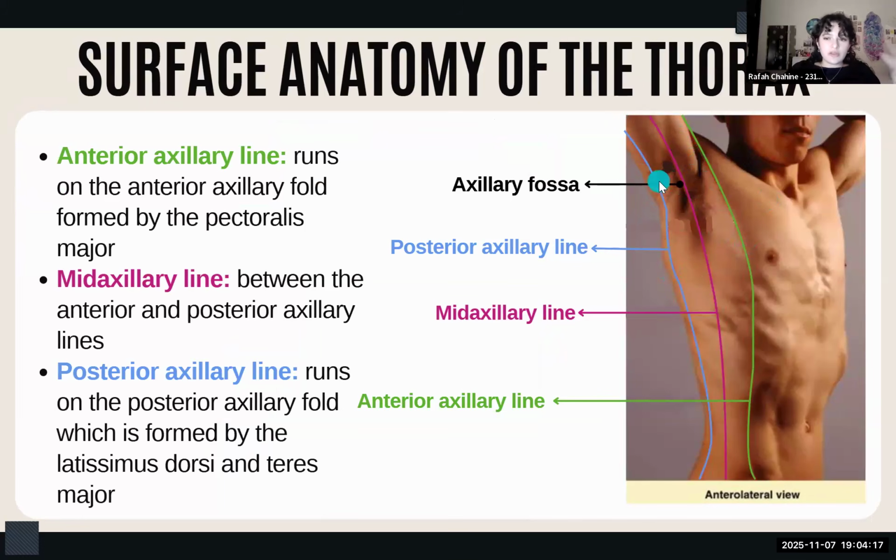Or the axillary fossa. I draw a line down the middle of it. We're going to call that the mid-axillary line. I draw a line in front of it. We're going to call that the anterior axillary line, which starts or begins at the anterior axillary fold.